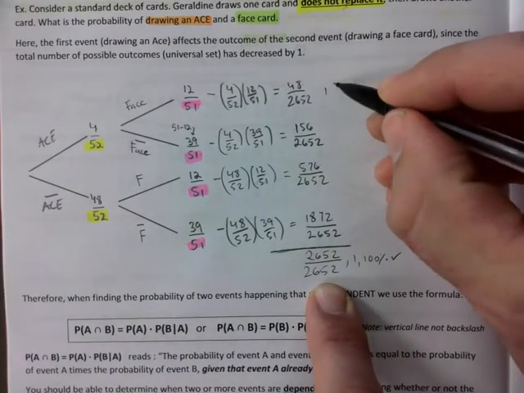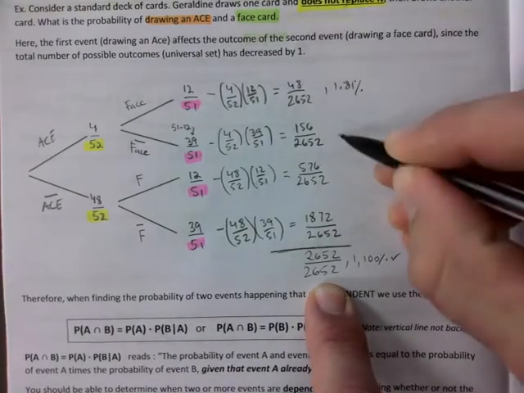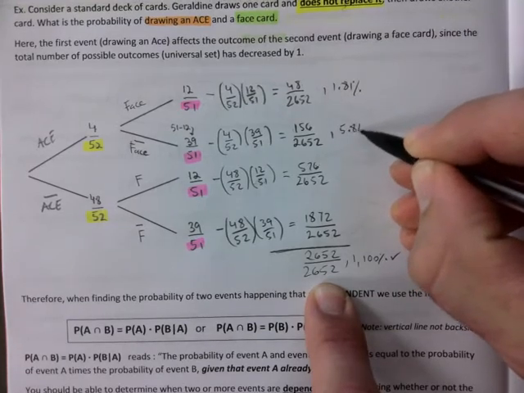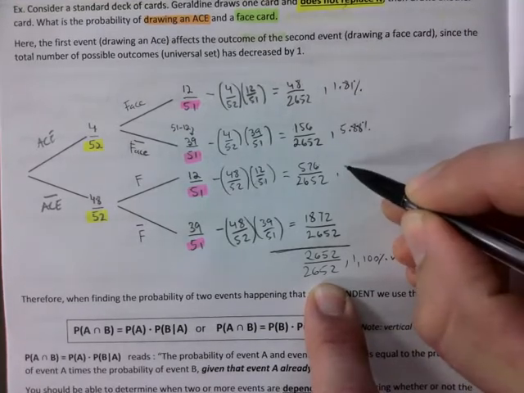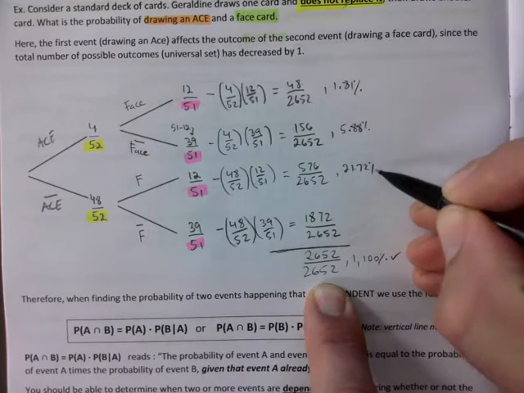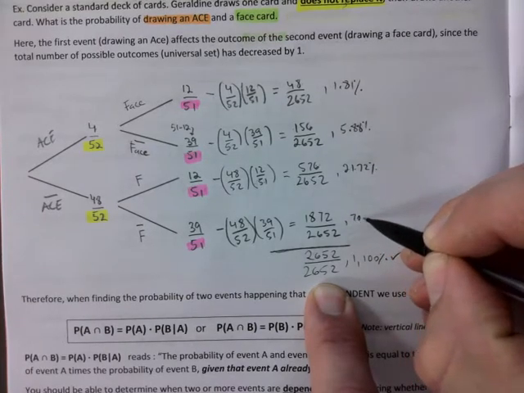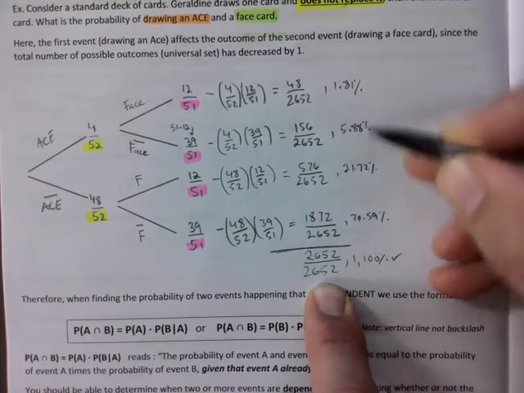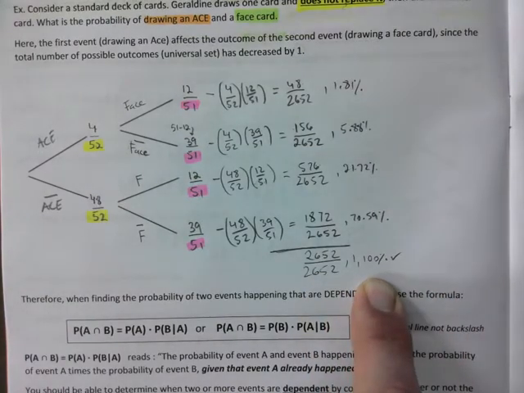Do you want the percentages? 1.81%, 5.88%, 21.72%. So if you add up these percentages, you get 100% as well, by the way. Okay. So there you have it.